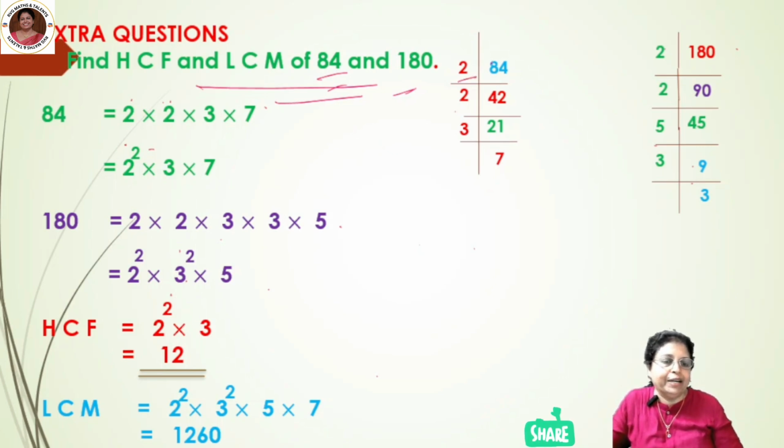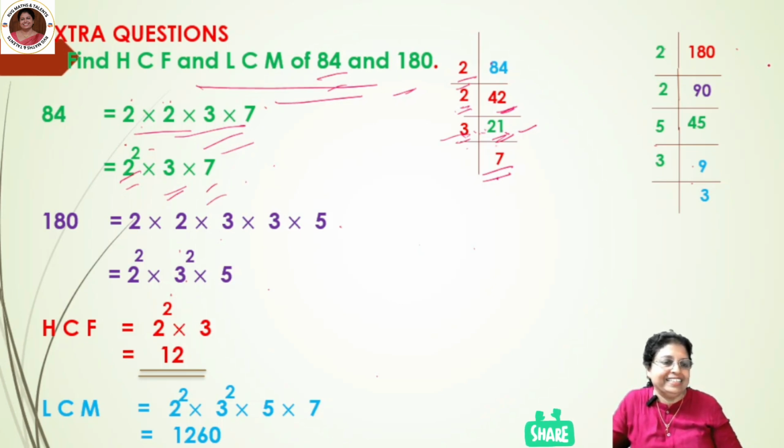84 is divided by 2. You will get 42. 42 is divided by 2. You will get 21. 21 is divided by 3. You will get 7. So what about the prime factorization of 84? 2 times 2 times 3 times 7. I think you have done it very quickly. That means 2 square times 3 times 7. You have finished that, is it?